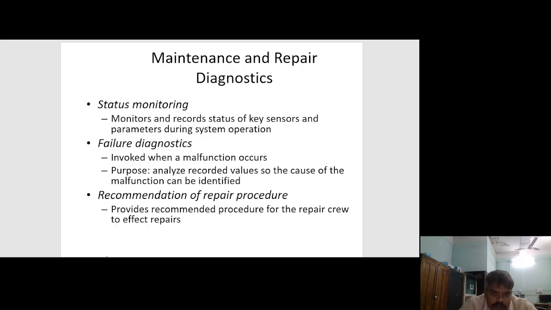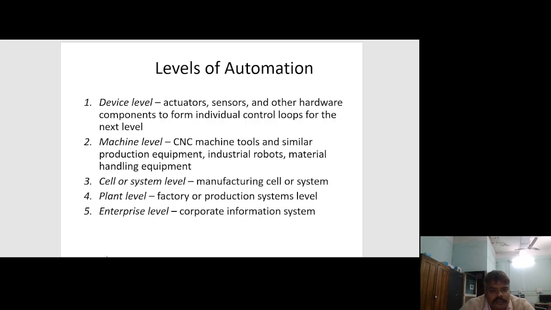Maintenance and repair diagnostic: status monitoring, monitoring and recording status of key sensors and parameters during system operation. Failure diagnostic is involved when a malfunction occurs. Purpose: analyze recorded values so the cause of the malfunction can be identified. Recommendation of repair procedure: provide recommended procedure for the repair crew to effect repair. Error detection and recovery. Levels of automation: device level, machine level, system level, plant level, enterprise level.